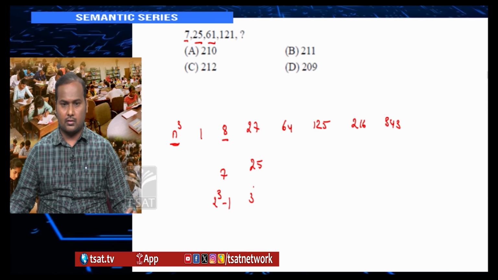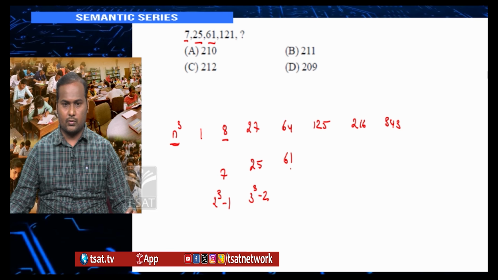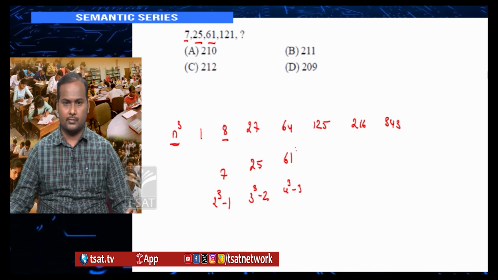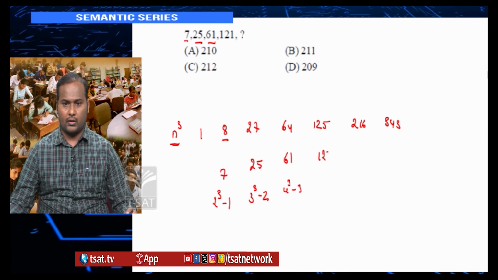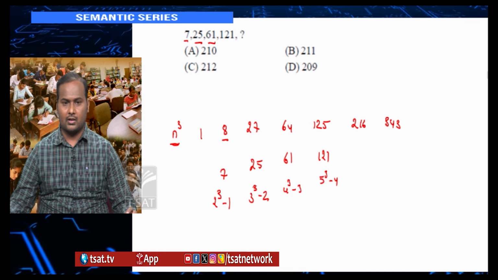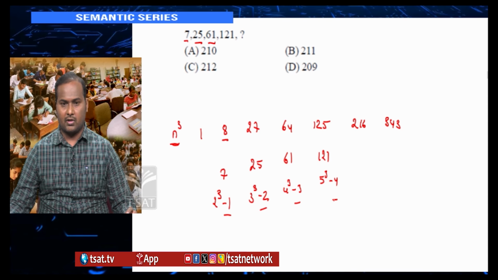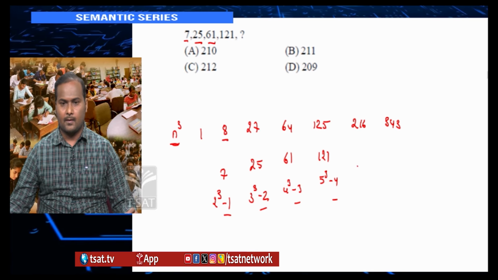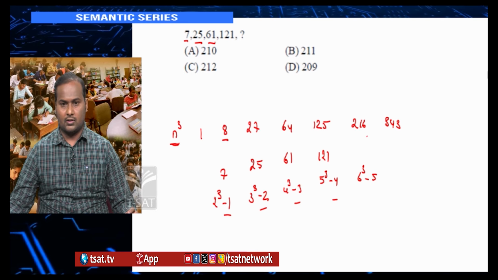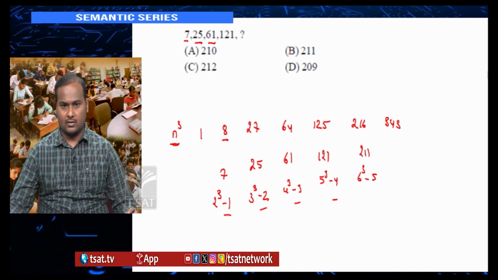It is 3 cube minus 2. Then it is 61. How can I write 61? It is 4 cube minus 3. Then we have 121, which is 5 cube minus 4. You can clearly see this. It is minus 1, minus 2, minus 3 and minus 4. So, now obviously what is the answer? The next answer will be 6 cube minus 5, that is 216 minus 5. Your answer is 211.